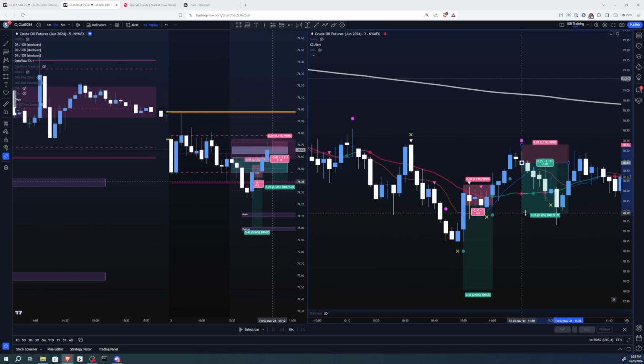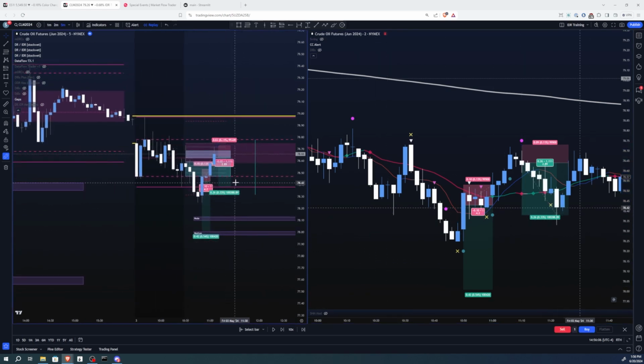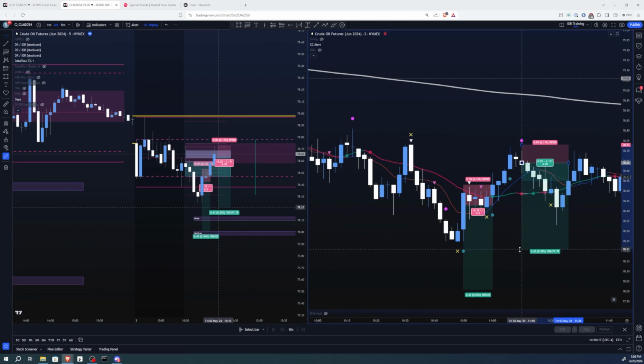I think I just mentioned, like we could target here if we're conservative. So maybe you take partials out. The reason is because these DR lines, these range lines, when you come back up this deep, you may only get back to these and then go back up. So I don't know. We can call that a break even there.